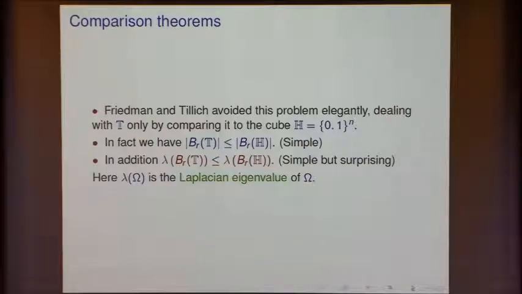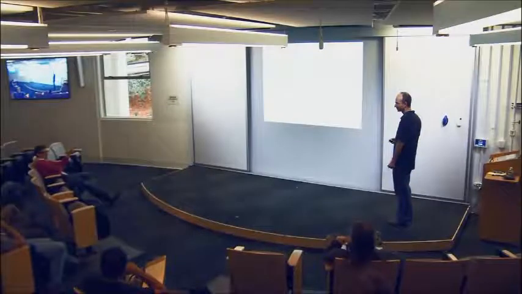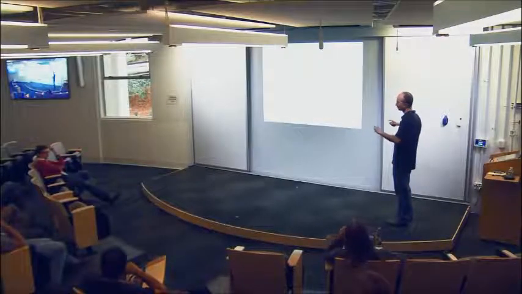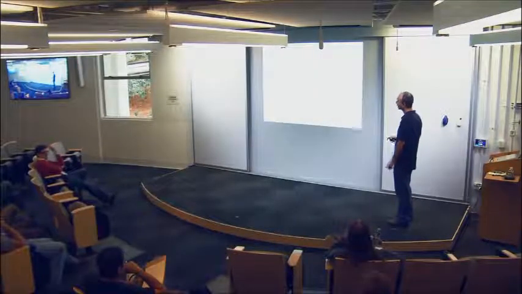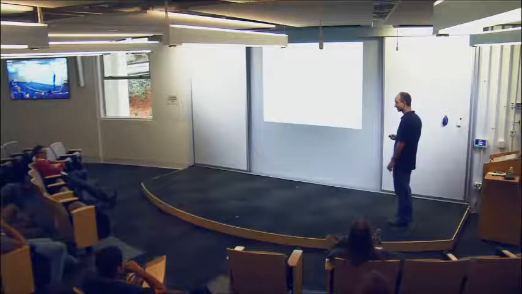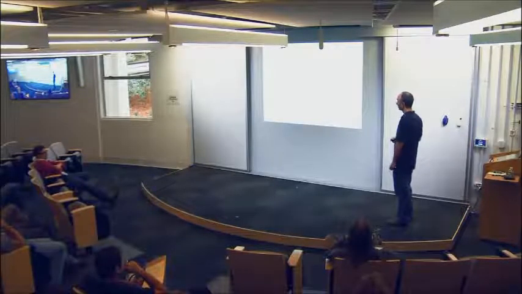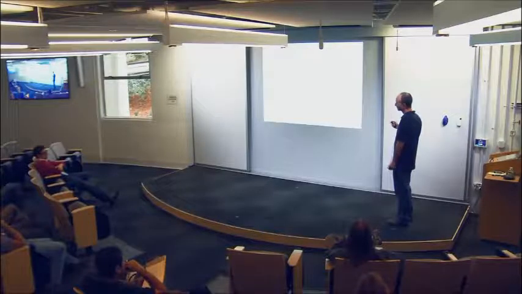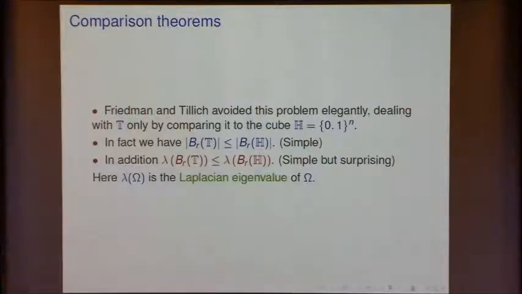But if you undo the projection, the ball of radius r in the torus corresponds to a union of balls, to a larger number of elements. So then you will have an equality in the Laplacian eigenvalue. Okay. And this corresponds somehow. The intuition of Friedman and Tillich came from this theorem, comparison theorem of Cheng in Riemannian geometry, which basically states the same. It's not hard to prove.